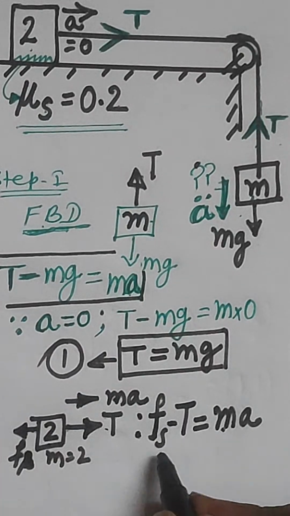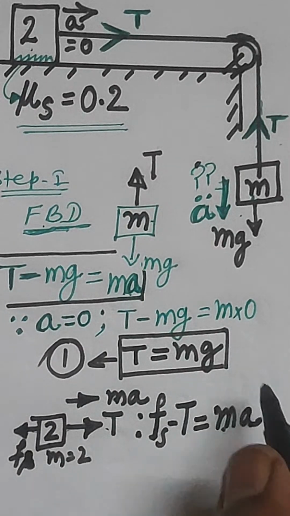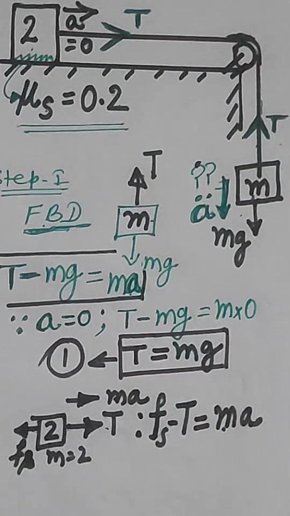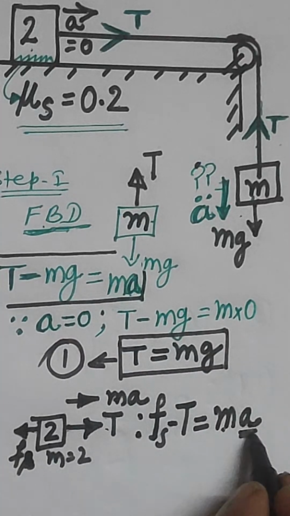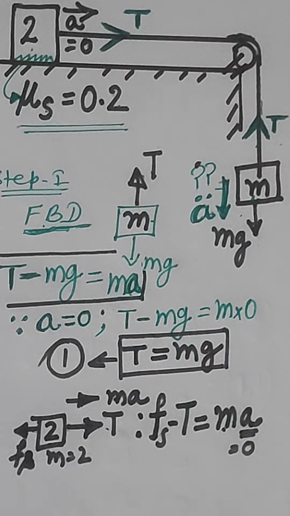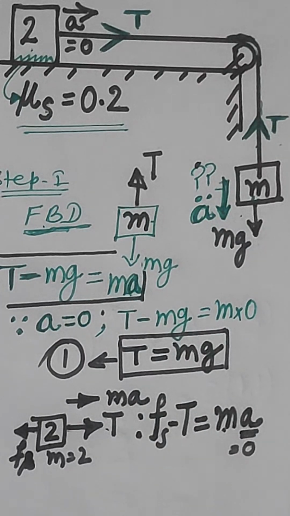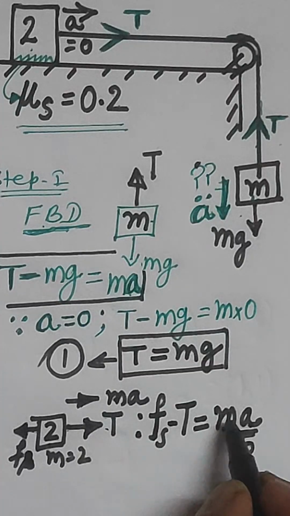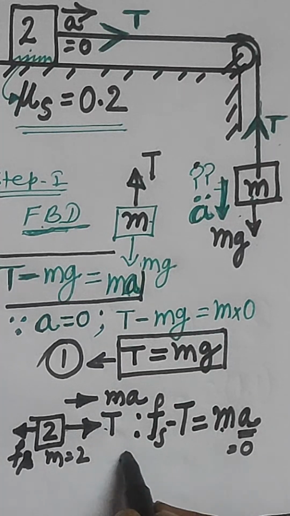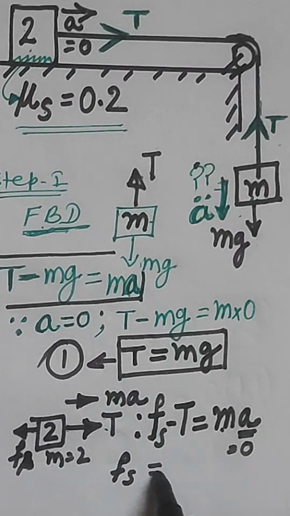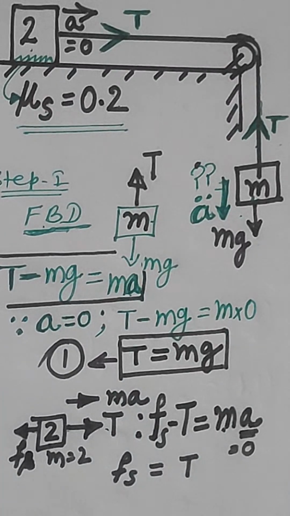Since the acceleration over here is 0, because we are solving this question for no movement only, this A is equal to 0, right? So the RHS will be equal to 0. This will give you Fs is equal to T, isn't it? Fs is equal to T.